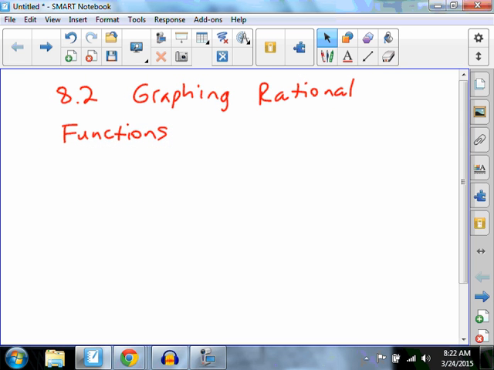But here we are, Chapter 8, Section 2, Graphing Rational Functions. I'd like to start with a real simple one, if we can. Is everybody down with that?